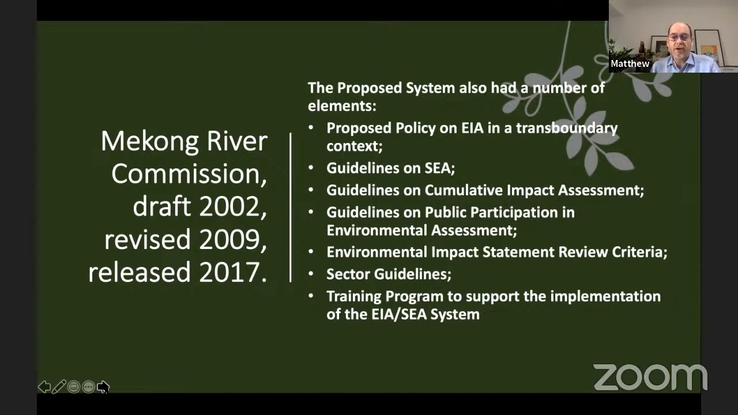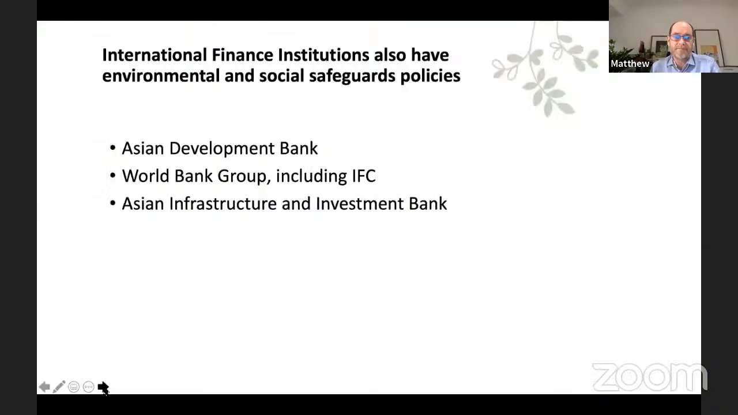One of the issues that occurred on the Mekong is that a number of hydropower dams, including the Xayaburi Dam and the Pak Beng Dam, were actually approved prior to the consultation process on the transboundary EIA being concluded. We also have a number of safeguard policies from a number of international finance institutions, which are very relevant within Asia and the ASEAN area.